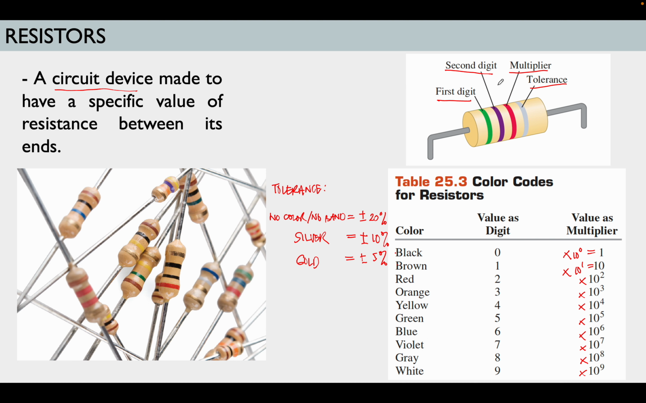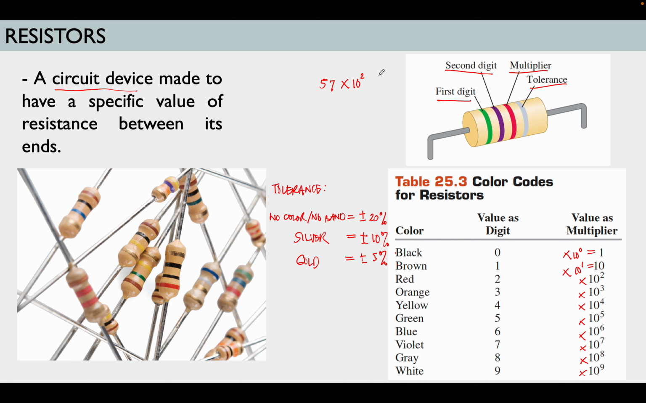So again, the first band is the first digit. Let's say, for example, this figure right here. We have the first digit is green, so green is 5. And then the second digit is violet, which is equal to 7. And then our multiplier is red, so red is times 10 to the power of positive 2. And then our tolerance is silver.